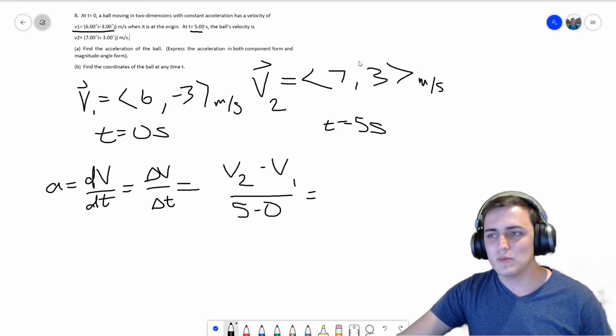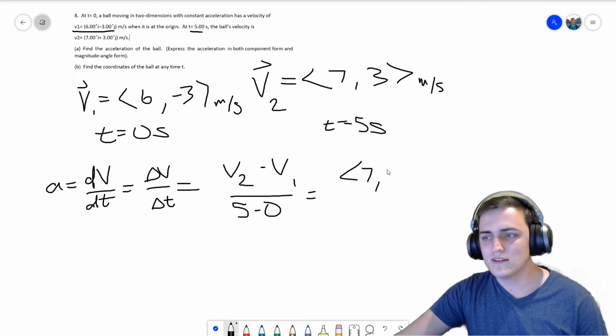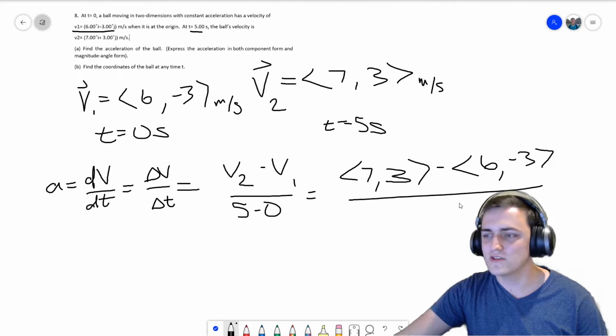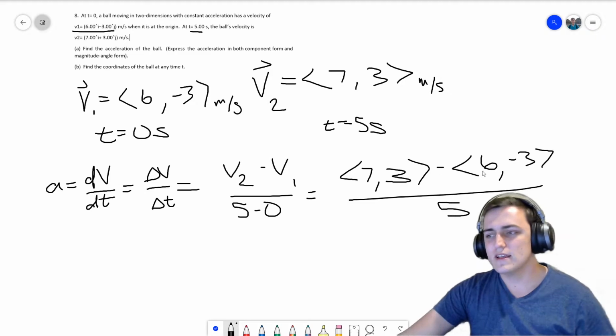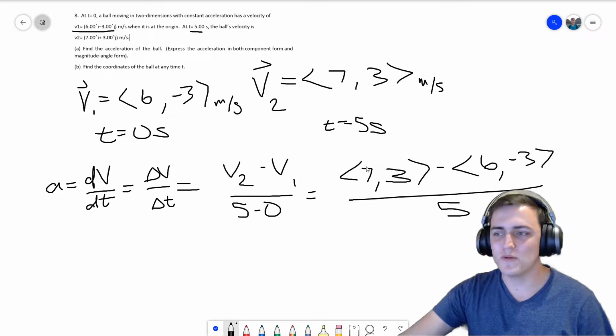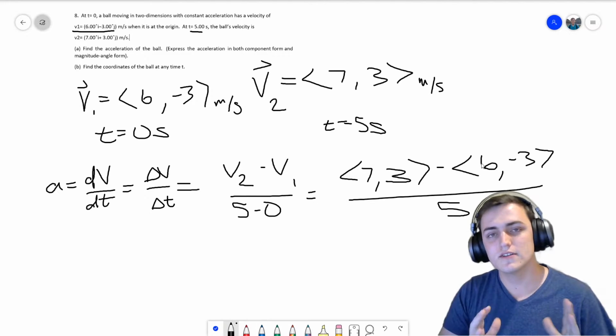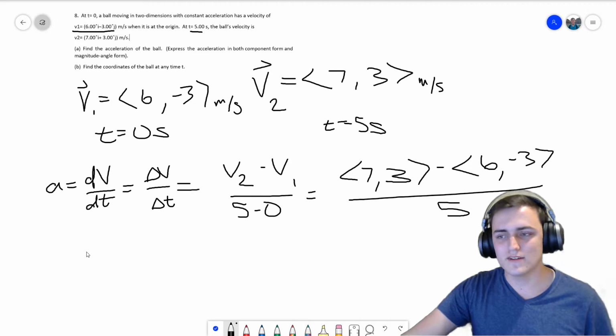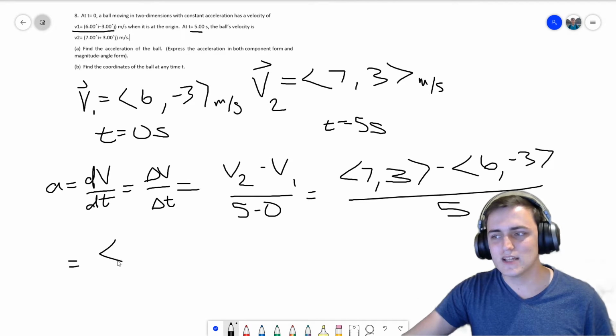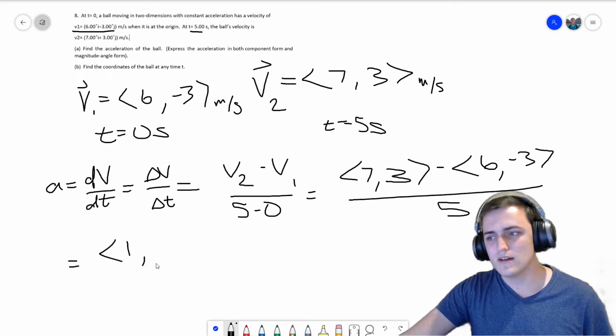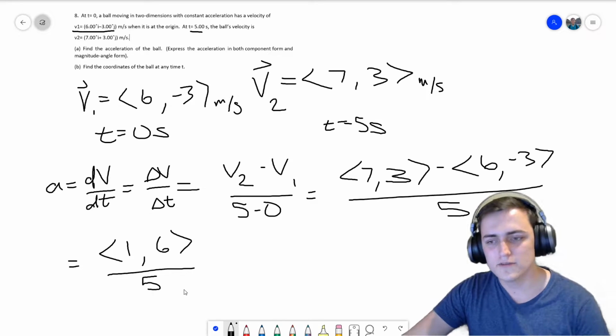And now we can just go ahead and plug in those vectors. We don't even have to change them or write them in a different form. We can just use them directly in this algebraic expression. So what is the difference of these two vectors? Well, we look at the x component first on its own, and then the y component on its own. And so we're looking at 7 minus 6, which is just 1. And then we're looking at 3 minus -3. That's going to give us a positive 6. And then we keep that all over 5.